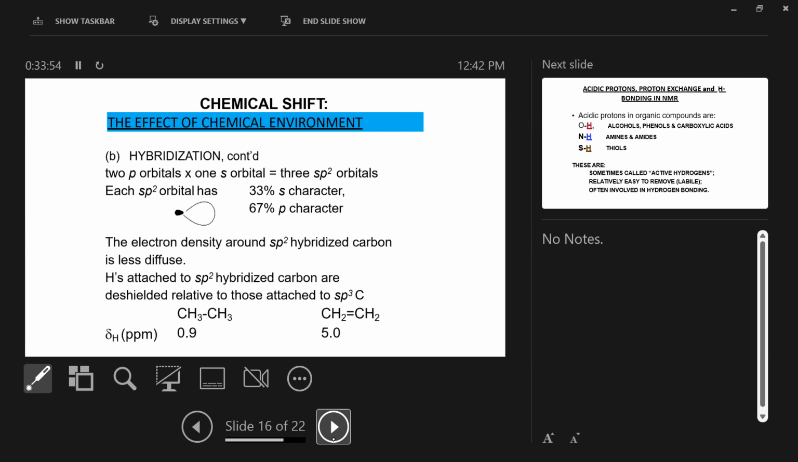Hybridization, continued. Let's look at what is going on with the sp2. Now it has 33% s character. Look how it changes, though. This same proton moves from 0.9 to 5.0 by just changing the hybridization state. So it becomes more what? Is it shielded or de-shielded? De-shielded. Good.